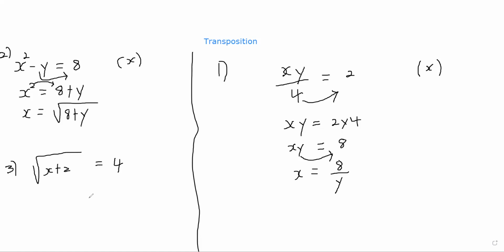Or this one here: the square root of x plus 2 equal 4. And I want you guys to make x the subject. You basically solve an equation, right? You'll get the value for x in this case. So I'll give you guys 2 minutes.